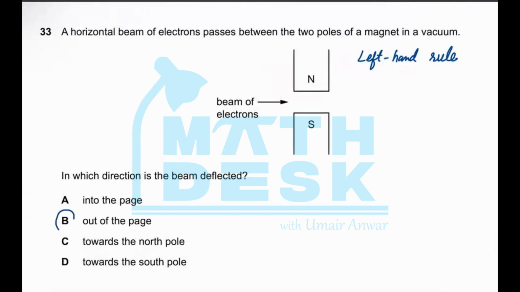Fleming left-hand rule is used for the conventional current or the positive charges, and for the beam of electron, the opposite direction, which comes out to be the direction of the force for the positive charge, is taken. So for the positive charge, the deflection would be into the page, and for the beam of electron, it would be opposite to that and would be out of the page.